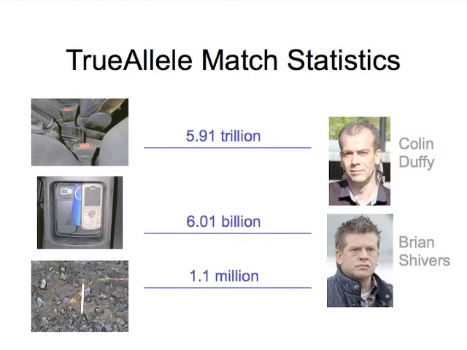We ended up with match statistics that we reported of about 6 trillion between the passenger buckle and Colin Duffy, suggesting that he was in the car at some point. We don't know when, of course. A match statistic of 6 billion between the mobile phone and Mr. Shivers, suggesting that he handled the interior of the phone. And a match statistic of 1 million between the matchstick in the road and Mr. Shivers, again suggesting that he had touched this matchstick at some point.